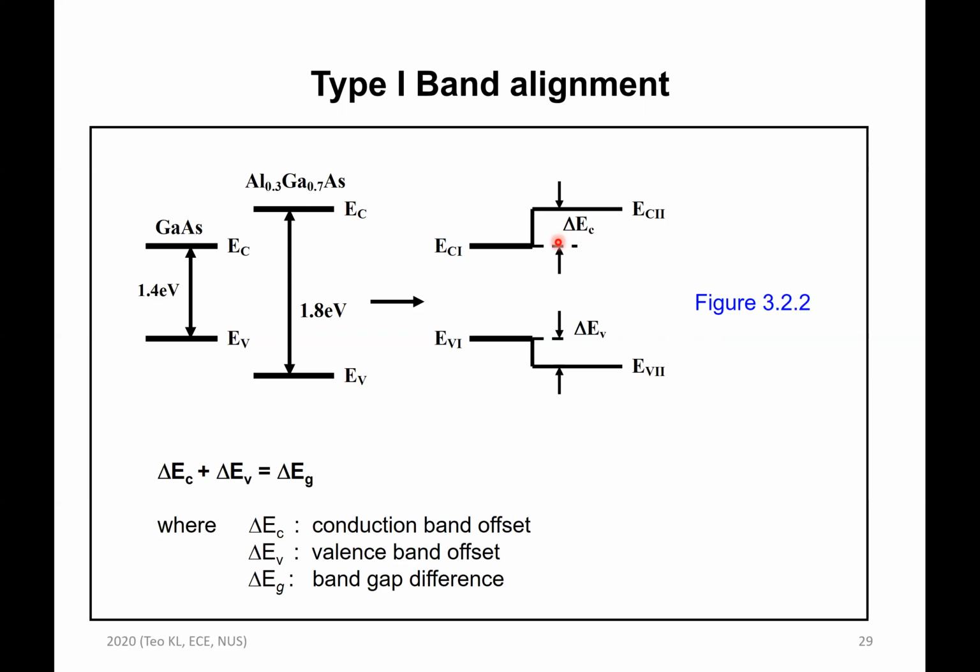It's the difference between the conduction band of gallium arsenide and the conduction band of aluminium gallium arsenide. Similarly, there is also a valence band offset. So delta EC plus delta EV is equal to the difference in band gap of aluminium gallium arsenide minus the gallium arsenide band gap. So delta EC plus delta EV is equal to the difference in the band gap between aluminium gallium arsenide and gallium arsenide.